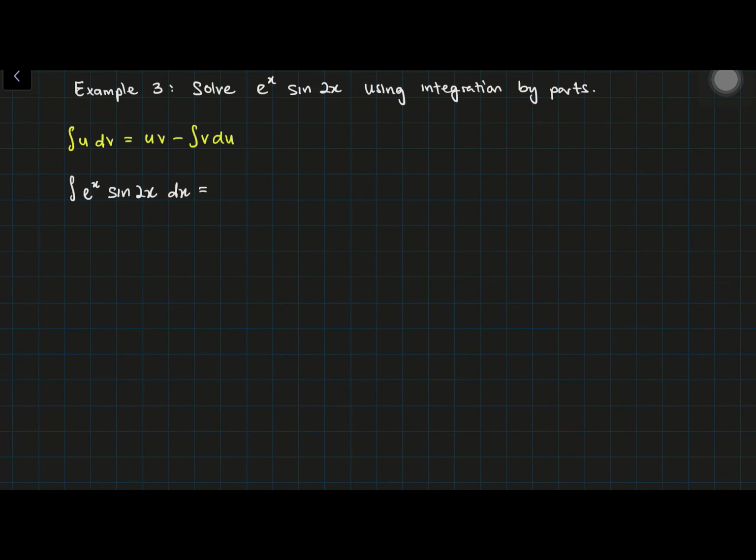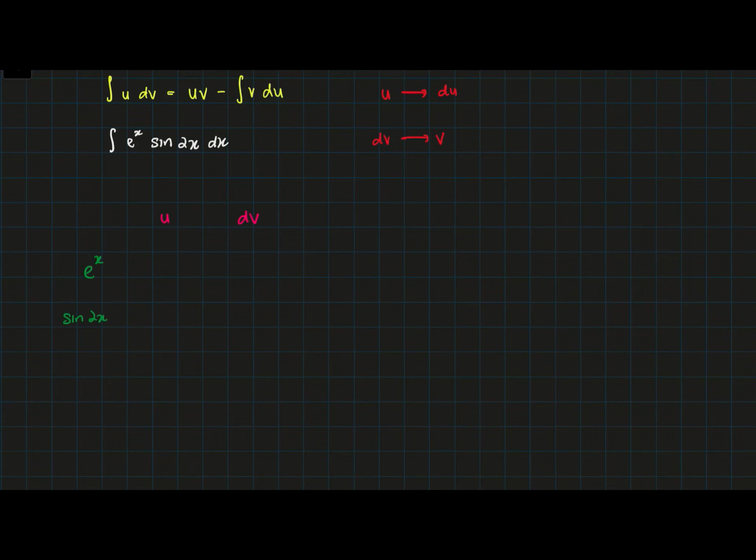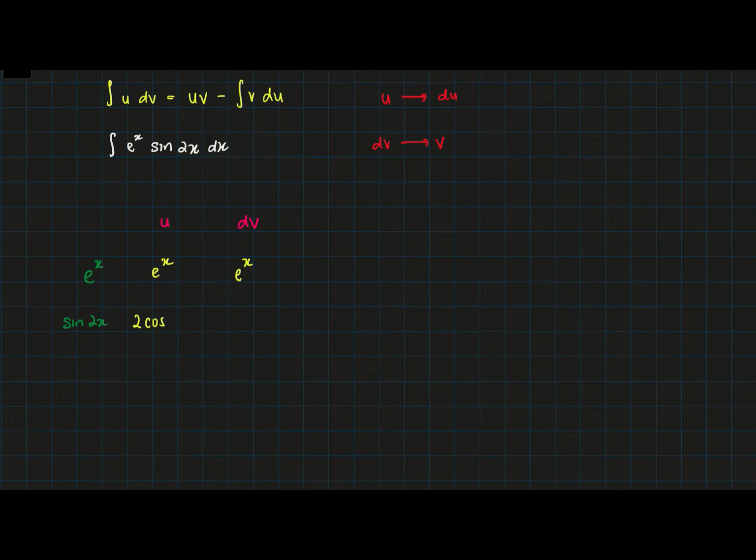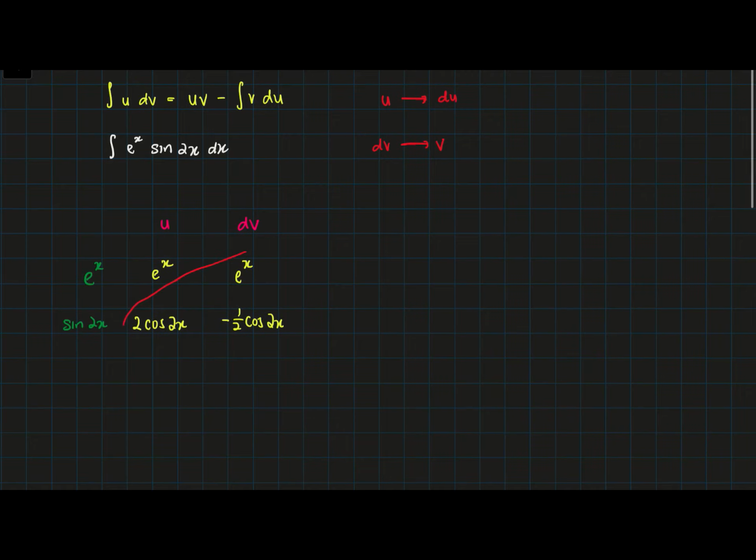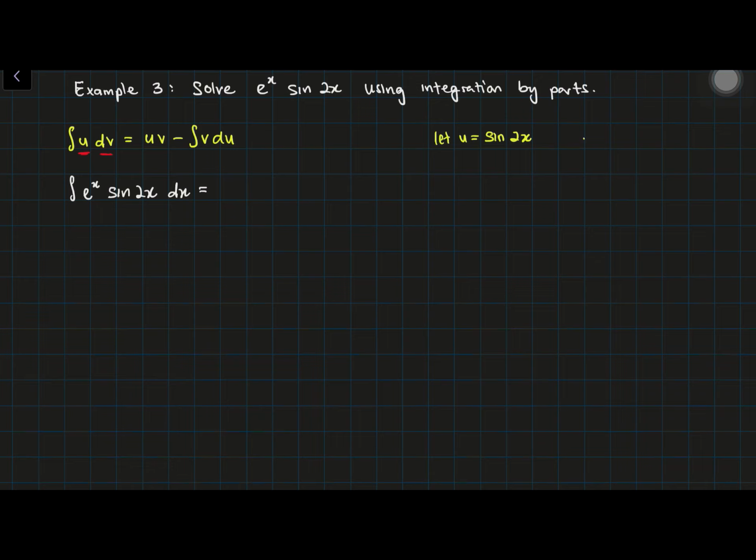For the third and final example, let's solve the indefinite integral of e to the power of x times sin 2x. Looking at these two terms, it is not as straightforward as the previous two examples. Looking at the first term, integrating or differentiating e to the power of x will give us e to the power of x. The issue now is the second term. Differentiating sin 2x will give us 2 cos 2x. And integrating sin 2x will give us negative half cos 2x. So as you can see, we want to avoid the fractions. Therefore, we will let u be sin 2x and we will let dv be e to the x.